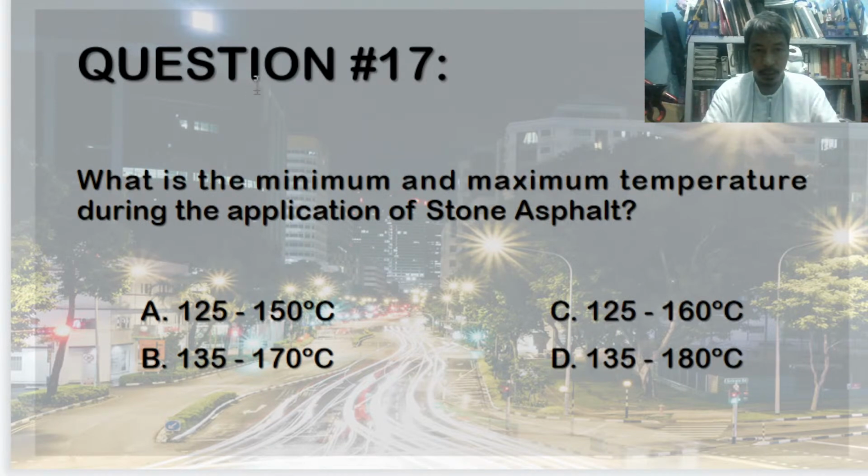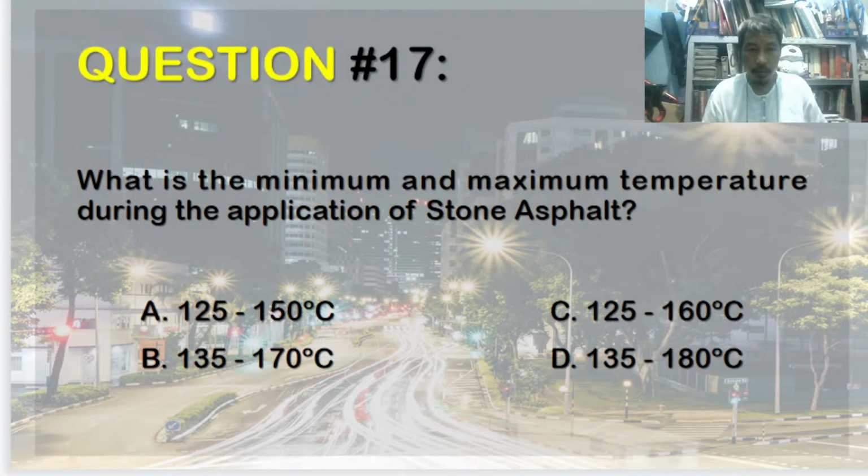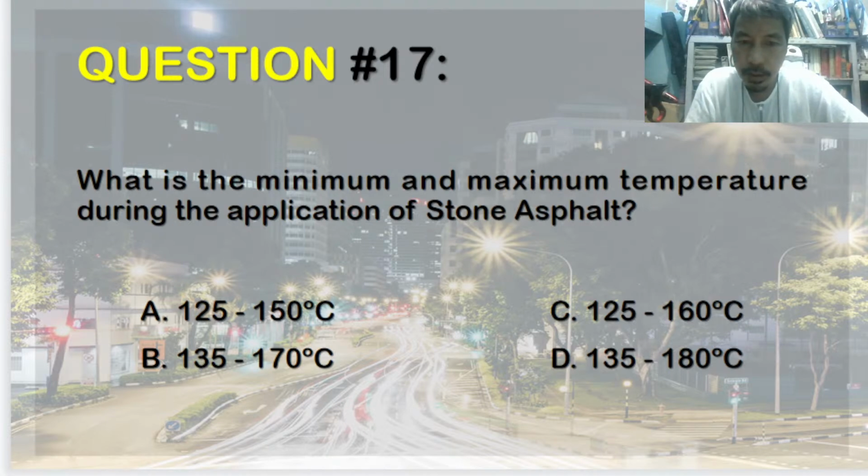So next, question 17. Let us change the color. Question 17. What is the minimum and maximum temperature during the application of stone asphalt? What is the minimum and maximum temperature during the application of stone asphalt? A, 125 to 150 degrees Celsius. Letter B, 135 to 170 degrees Celsius.